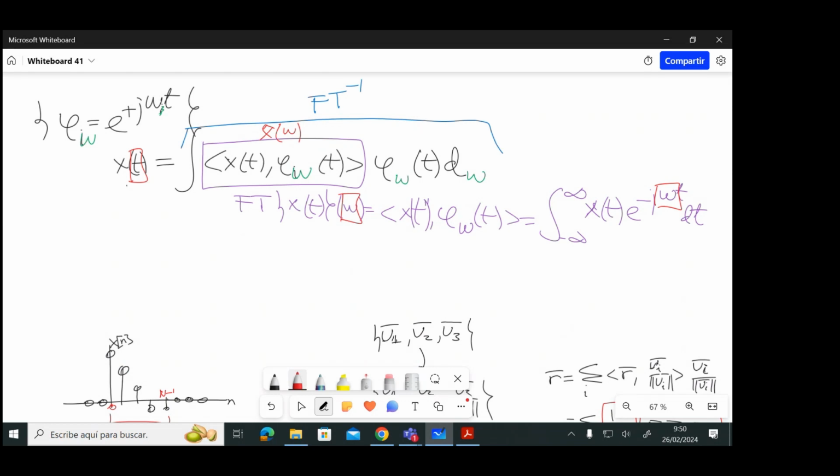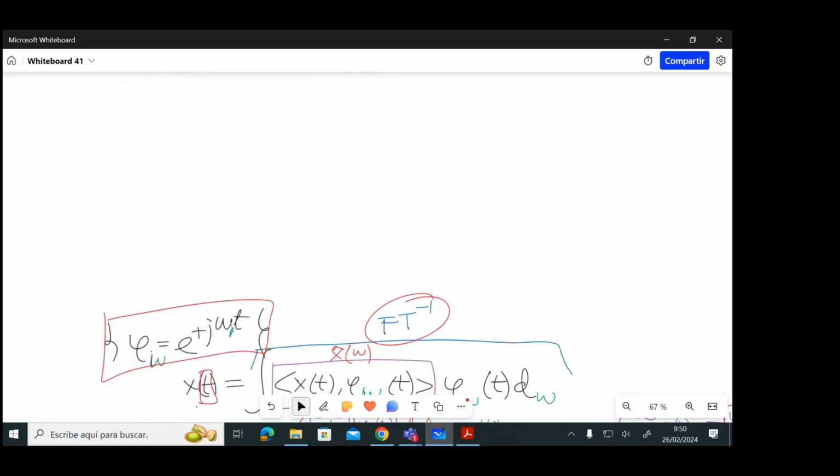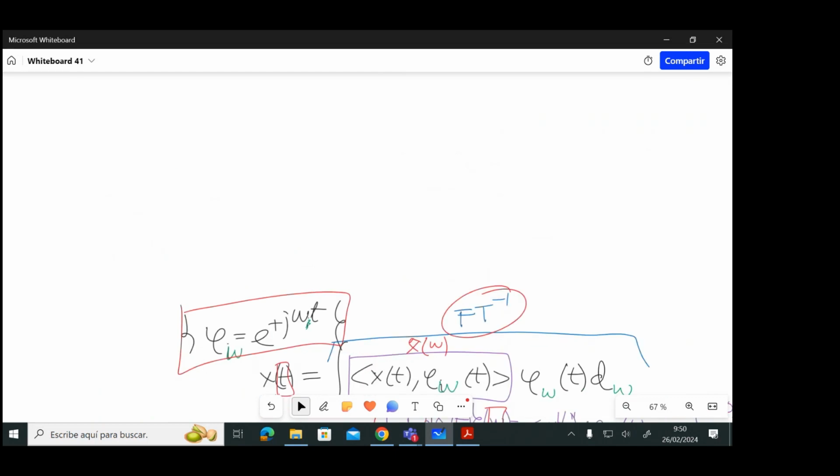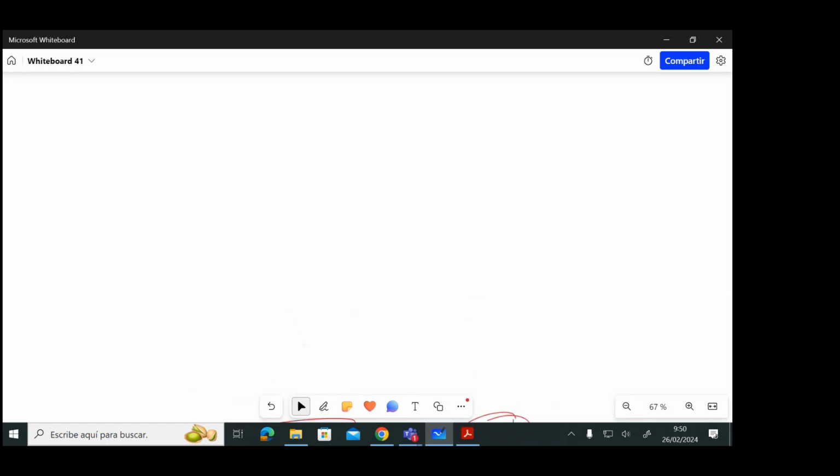Okay, so here we have everything. We have the Fourier transform, we have the inverse Fourier transform, and all we needed was to define a basis. Now all this was one dimension. All this is just a reminder of everything you know. Let's go now to two dimensions. So we have images.